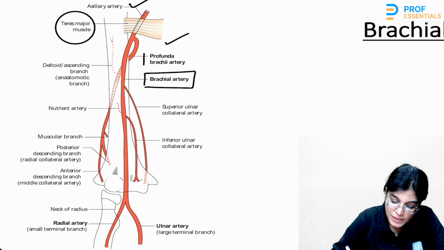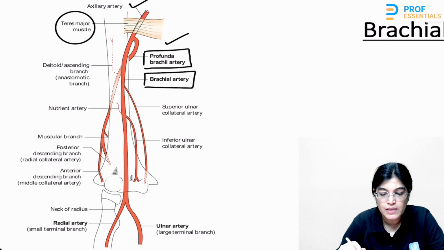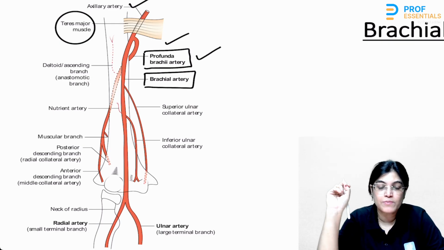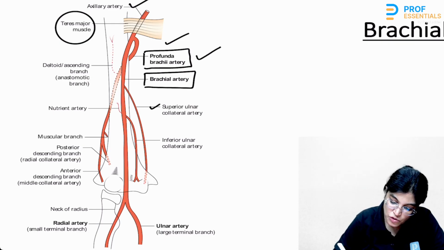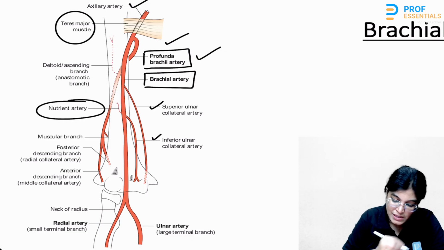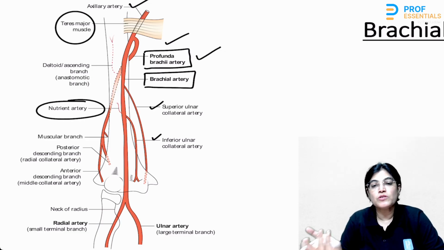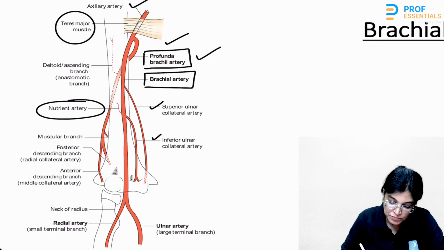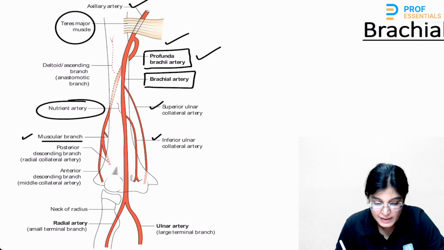One of the largest branches, the profunda brachii artery, as you can see, is the largest and first branch. It is given from the posteromedial aspect of the brachial artery. Other branches are the superior ulnar collateral artery and inferior ulnar collateral artery. Sometimes it gives a nutrient artery to the humerus, because most of the time the nutrient artery to the humerus comes from the profunda brachii artery. It gives muscular branches, as you can see.